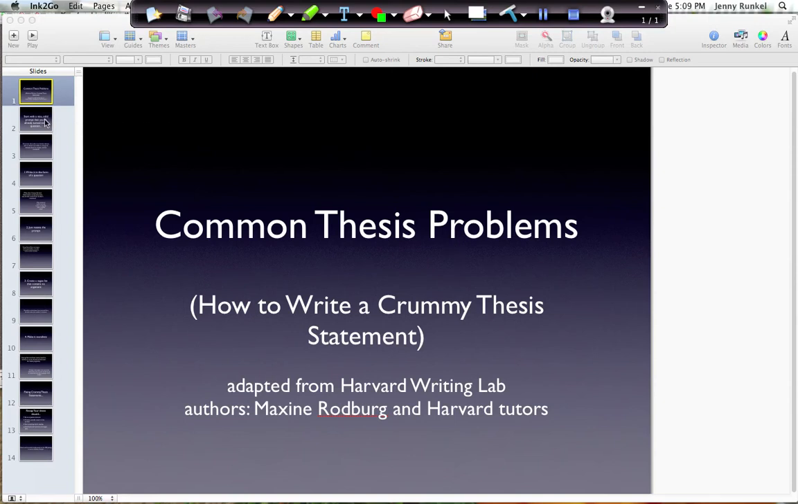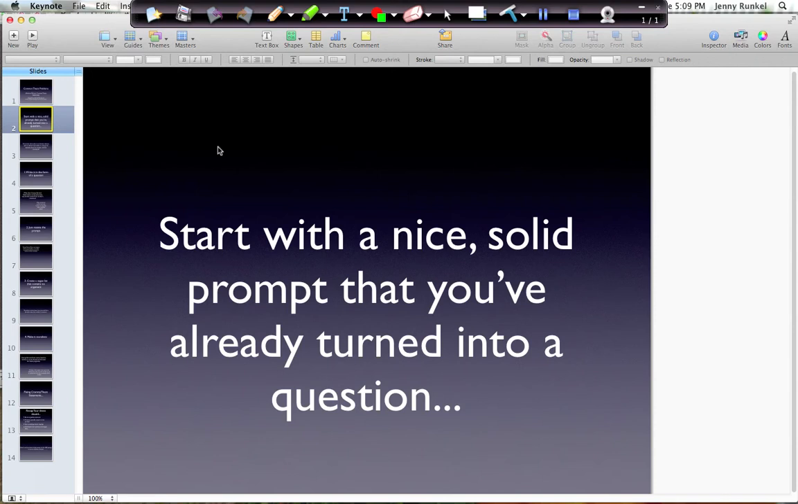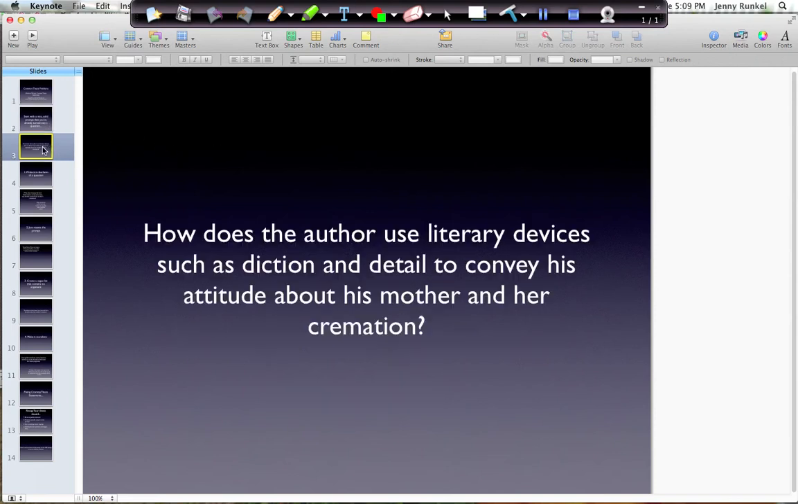So let's get started. To write a crummy one, you start with a nice solid prompt that you've already turned into a question. In an earlier podcast, we talked about taking a prompt and phrasing it into a simple question. So I'm going to start with an example from the passage we did today, which was George Bernard Shaw's letter about his mother's cremation. And here is the prompt that you've already turned into a nice question.